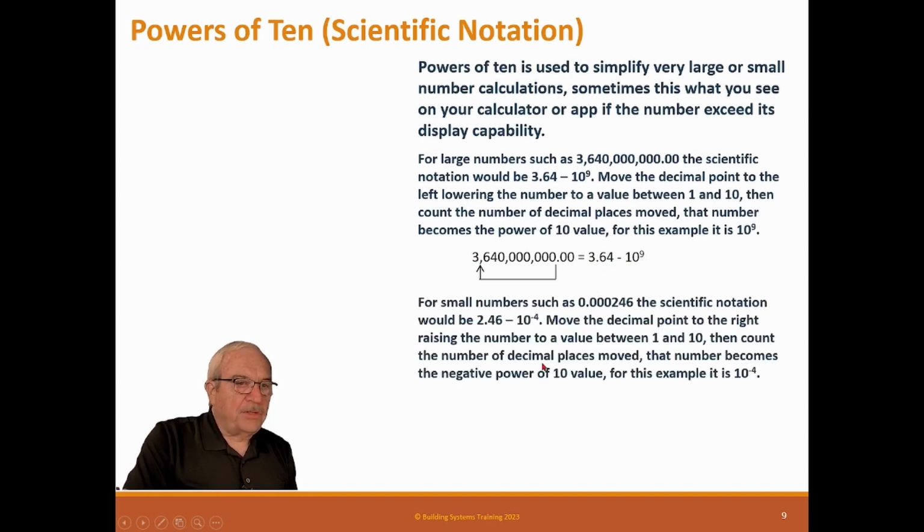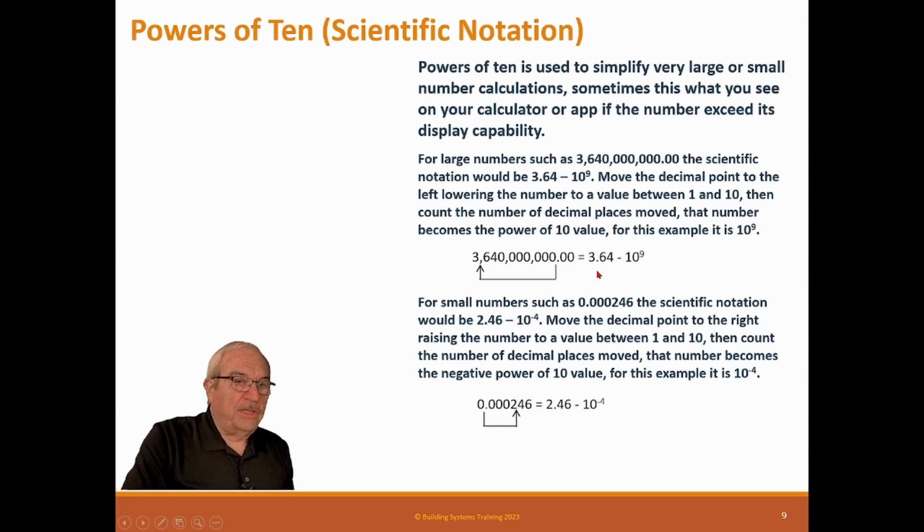Now it's the same thing with a small number. You want to do the same thing, and the number becomes a negative power. So this represents 10 to the -4. Now here we'll do it again. So we have this number 0.000246. We want to move the decimal so we have at least one whole digit. So we move it 1, 2, 3, 4. We move it 4 times. So then it becomes ×10 to the -4. And -4 means that we moved it to the right 4 places. This +9 says that we moved it to the left 9 places.